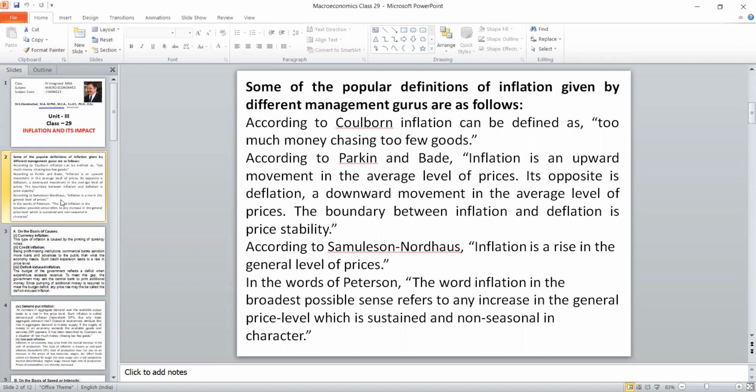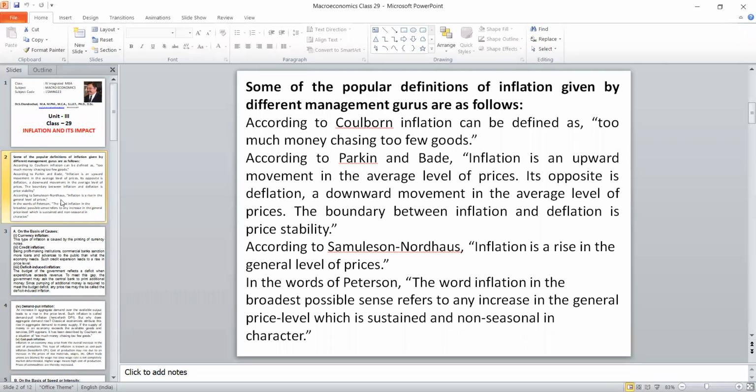One more definition by Birkin and Wade: inflation is an upward movement in the average level of prices. Its opposite is deflation, a downward movement of the average level of prices. Inflation is paying more money for a product. Deflation means paying less money for the product. So the boundary between inflation and deflation is price stability. If we try to make it zero, then it is called price stability.